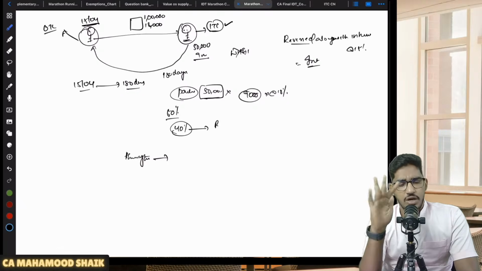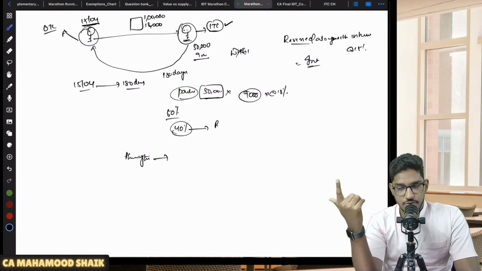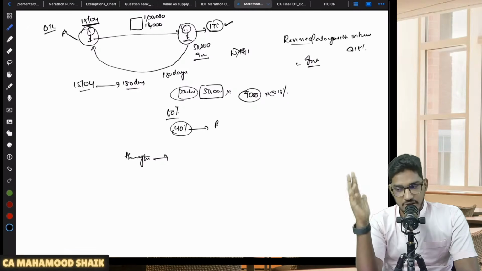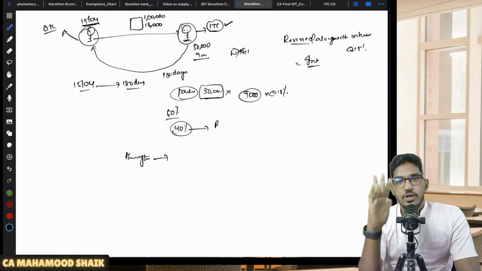Sir, what about interest? Gone. Interest you are not going to get back. Don't expect that the government will give you back interest also. There is no way of getting interest back. But whatever reversal of ITC you have done, you can re-avail it, you can reclaim it. That is the maximum thing you can do.